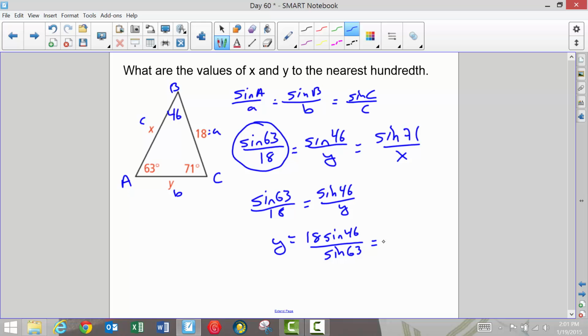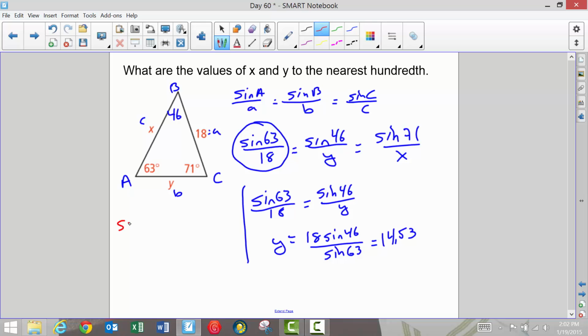So I'm going to use my calculator. I do 18 times the sine of 46, and then I divide that by sine of 63. And I get 14.53. And again, I wanted nearest hundredths, which is 2 decimal places. So that's y. Now we need to solve for x.